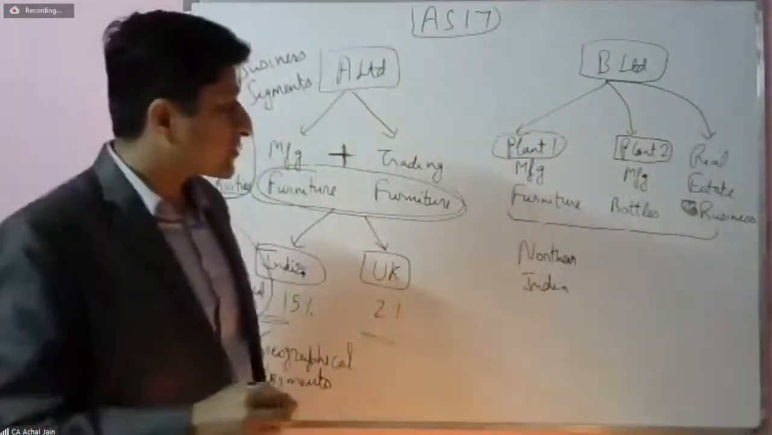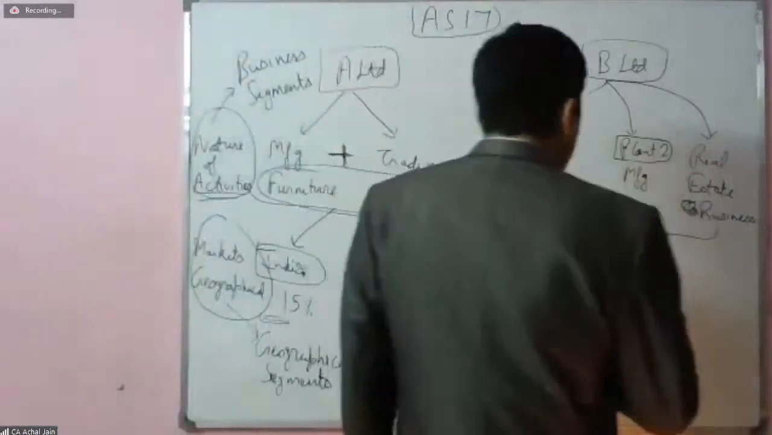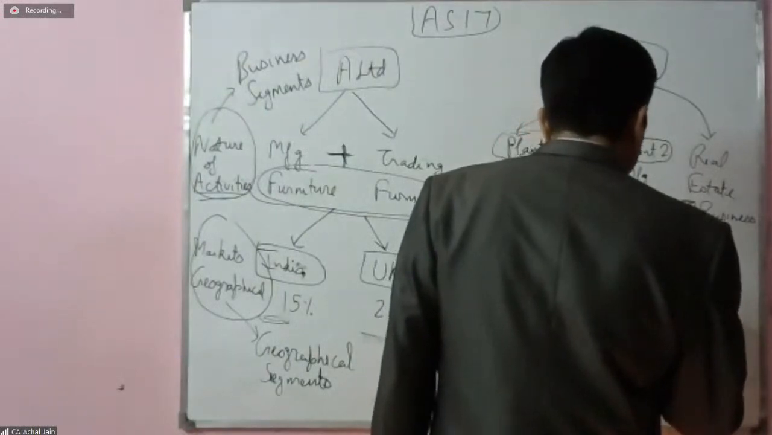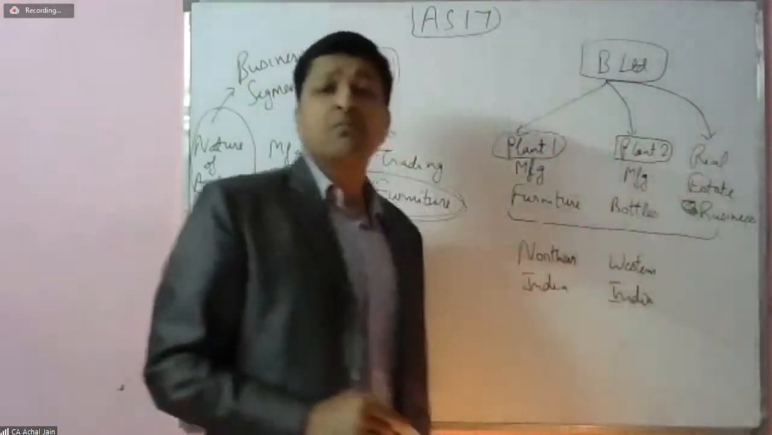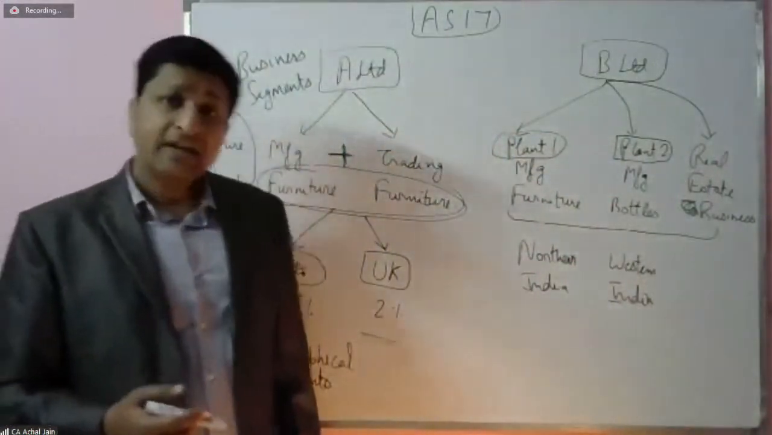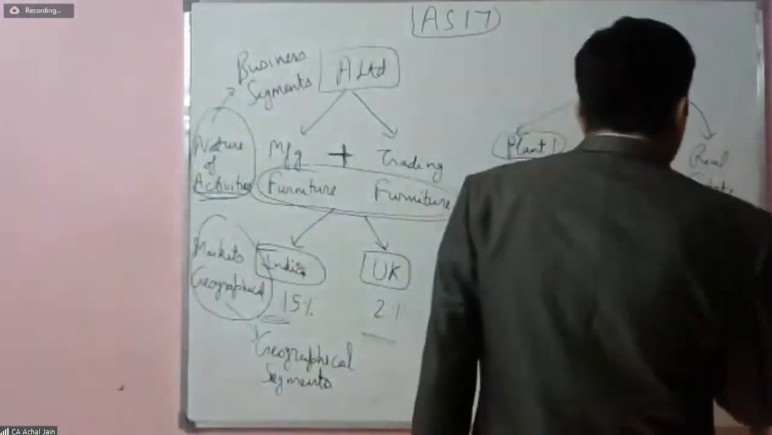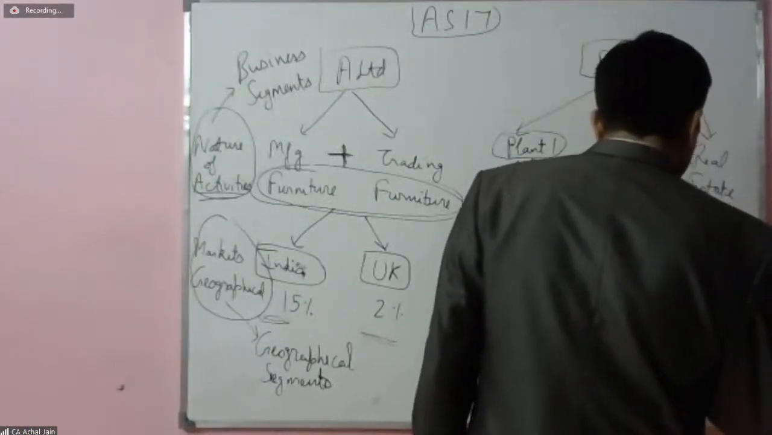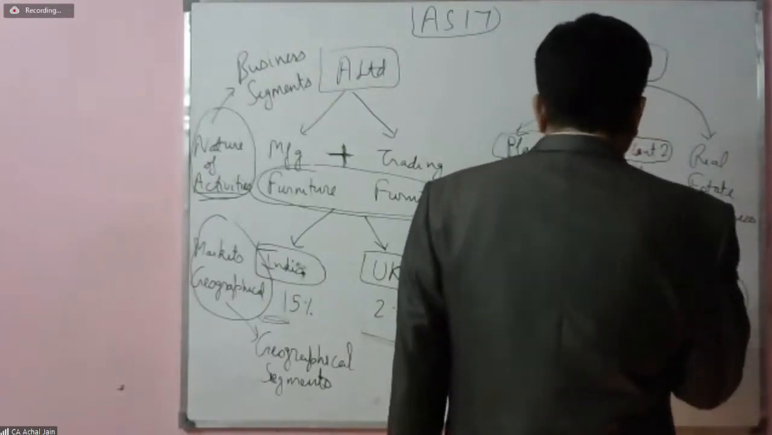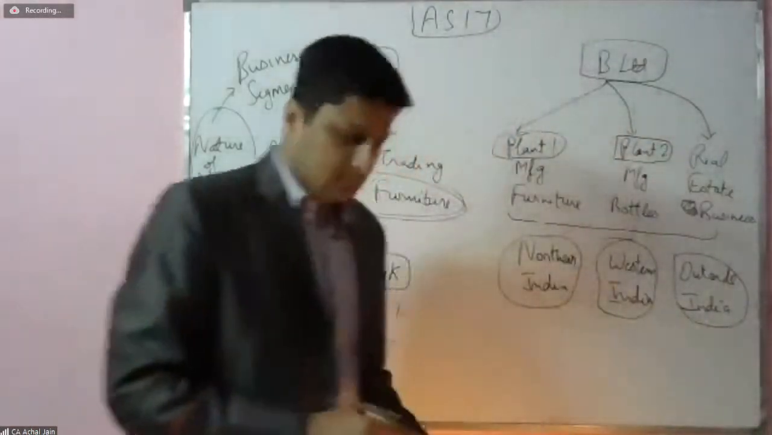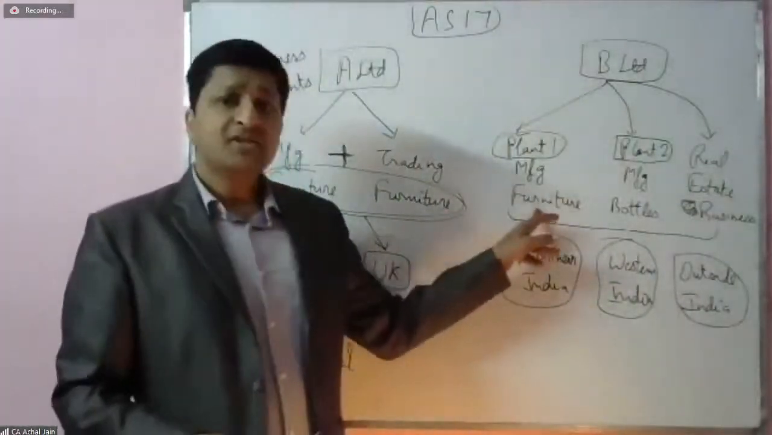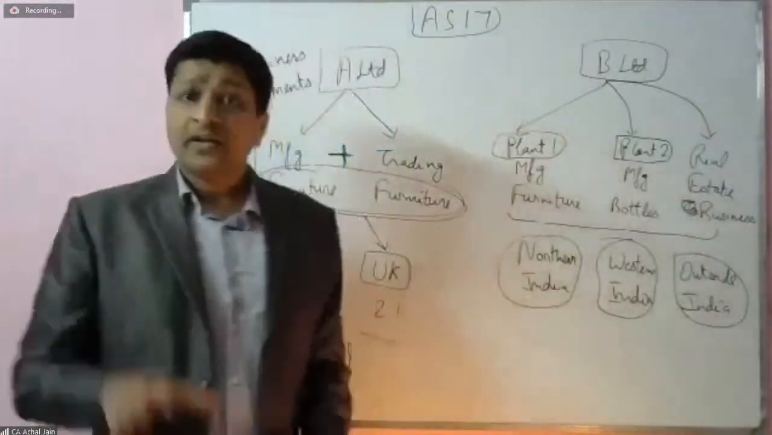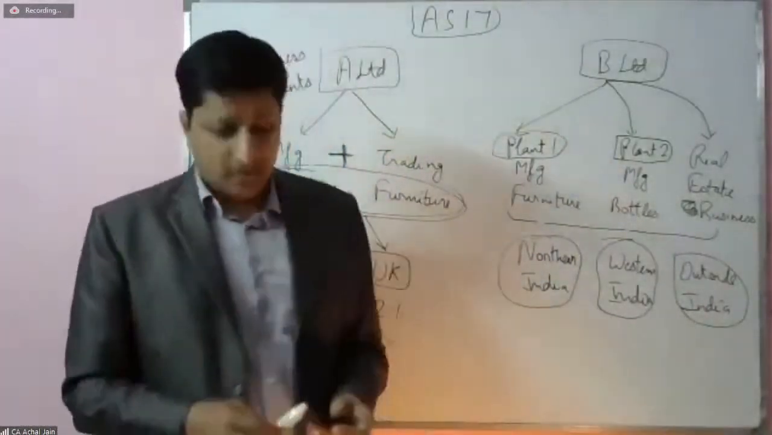What are geographies? First, Northern India. Second, Western India. So this is how its markets are defined. And third is outside India. Let's suppose this company has got 3 markets. Furniture is sold in these 3 markets. Bottles are sold in these 3 markets. Real estate business is in these 2 markets.